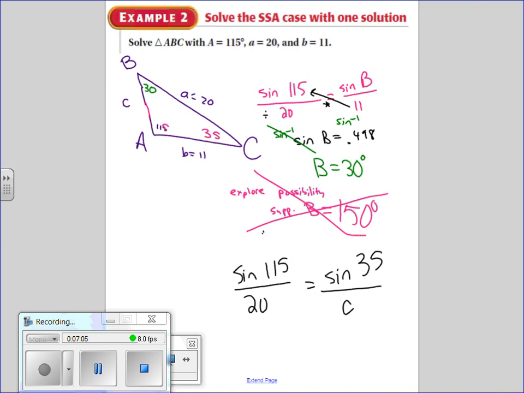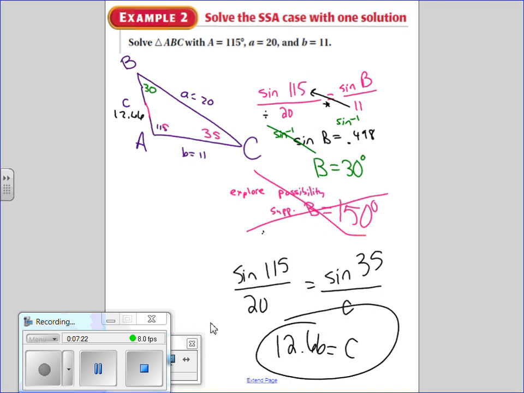You won't have to use any sine inverses or anything. 20 times sine 35. Enter. Divide by sine 115. You guys get 12.66. 12.66 right here. My triangle is solved. Sweet. That was fun.